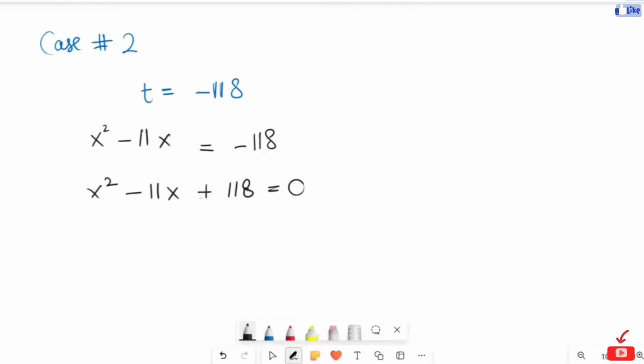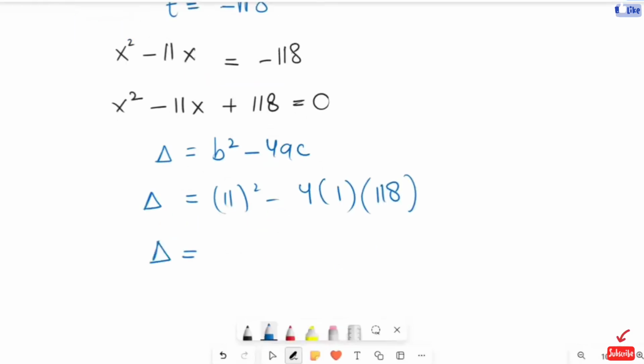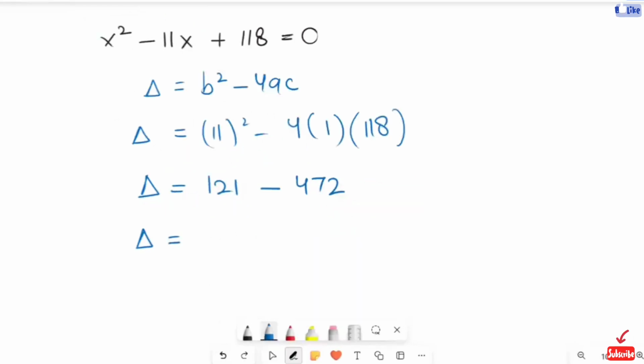So here we get the quadratic equation. Now I'm going to find out the discriminant for this equation. So the formula for the discriminant we have 121 minus 472. So here I will get negative 351. So this is less than 0. So here we have no real solution. Therefore, case 2 should be rejected.